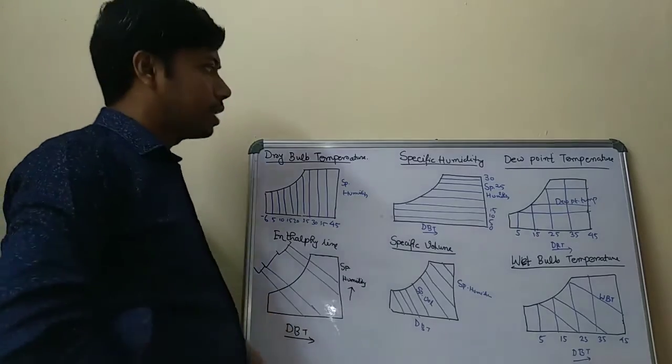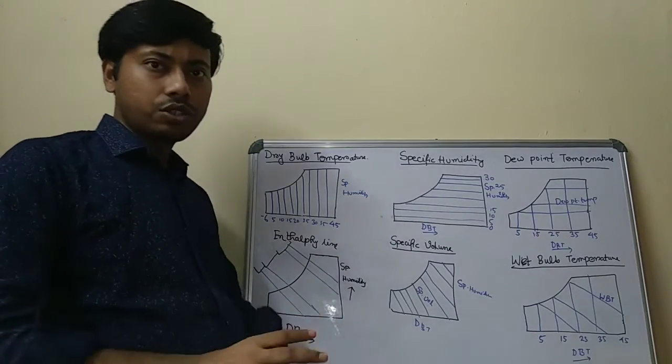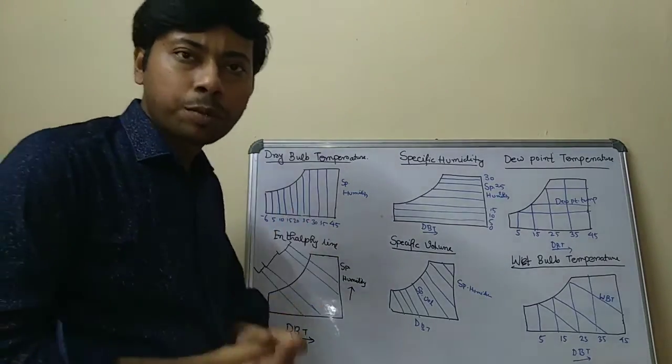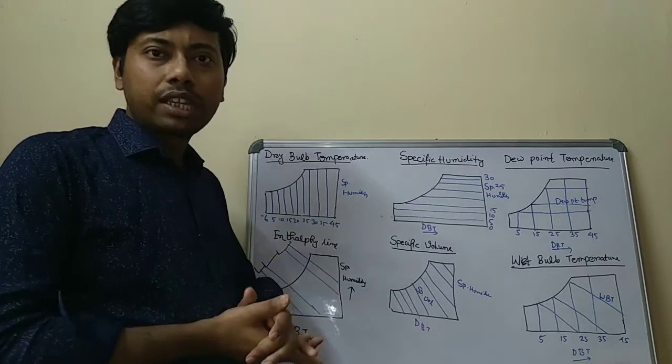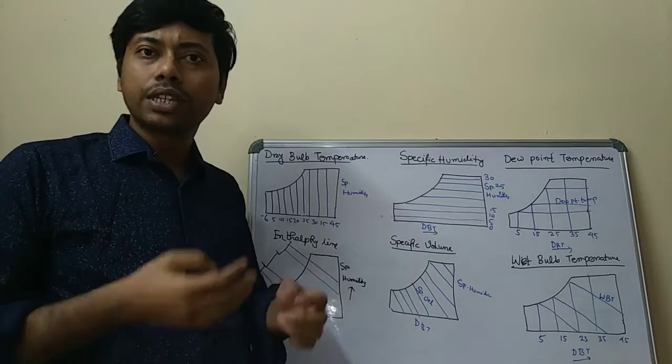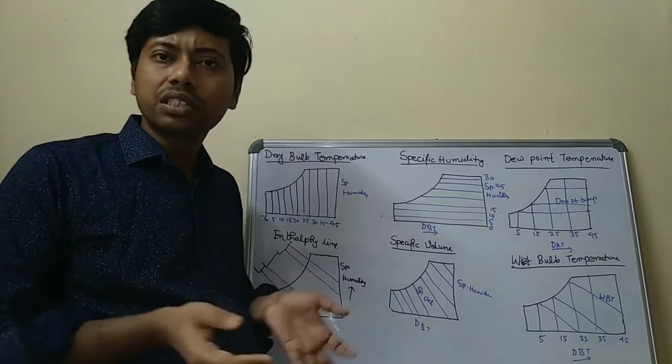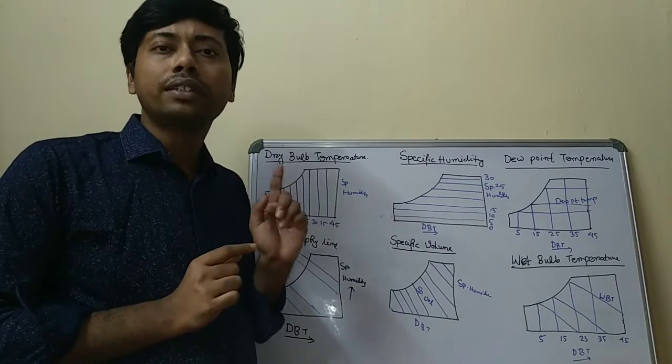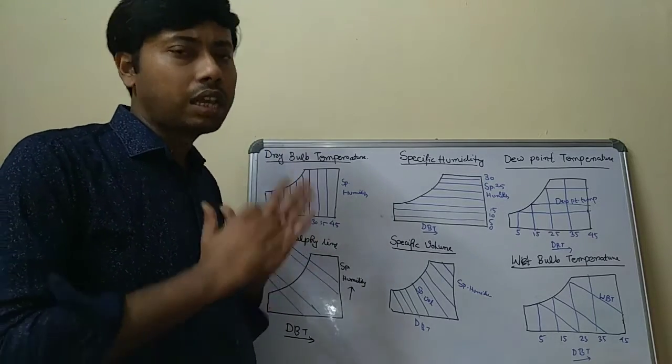Now, as we know, the psychrometric chart consists of 8 to 9 thermodynamic properties, in which you can calculate the dry bulb, wet bulb, specific volume, relative humidity, specific humidity, enthalpy, and vapor pressure. So all those things you can calculate on only one single chart, that is the psychrometric chart.